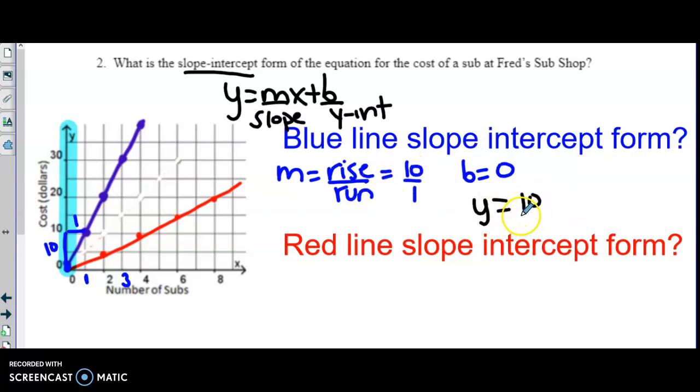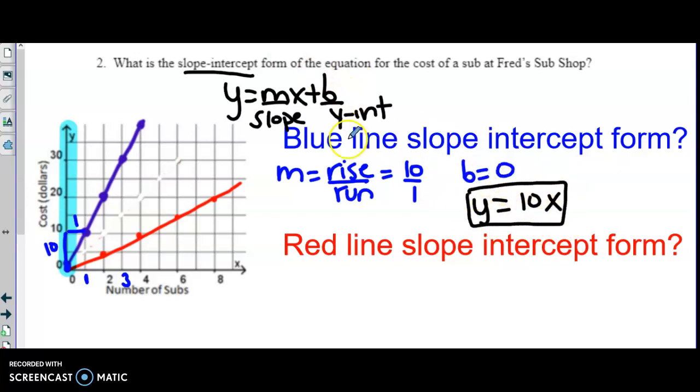You can put 10 over 1 if you want to. You don't have to. My y-intercept is plus 0, but usually we don't put the plus 0 on the end. Anytime you're adding 0, you can just get rid of it. So I'm going to shorten this and say y equals 10x. That is my slope-intercept form for the blue line.